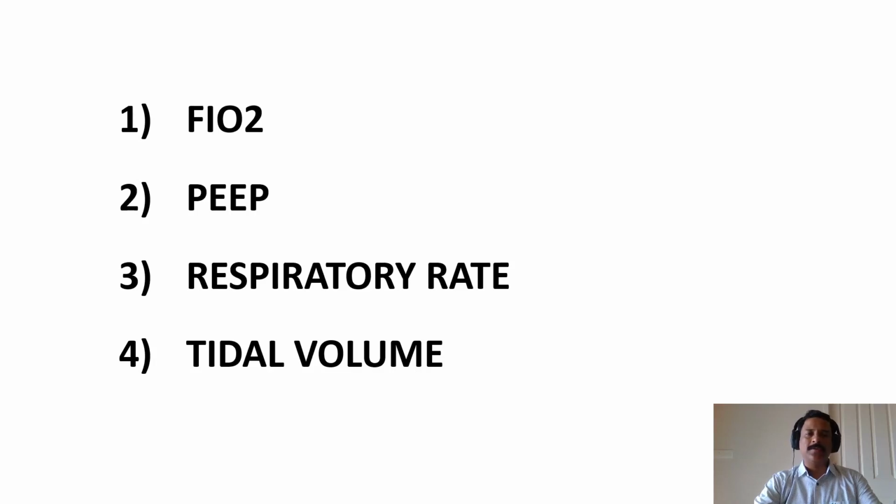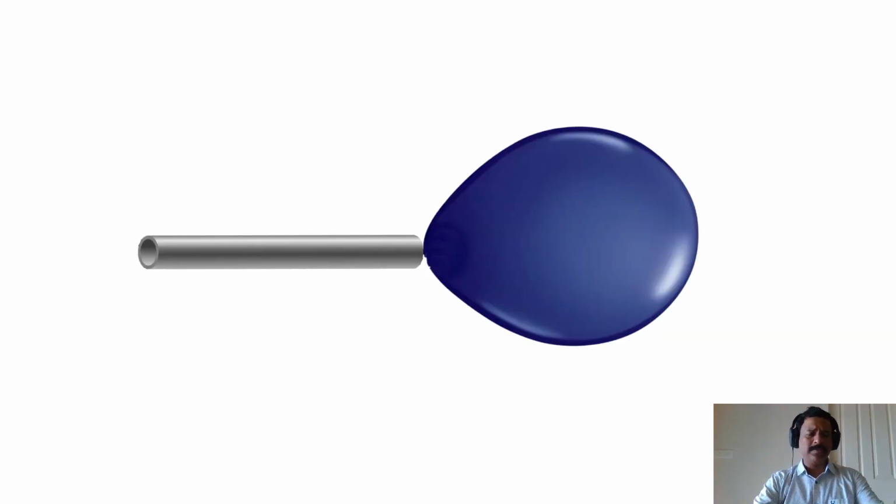So there will be a total of 4 parameters: your FiO2, PEEP, respiratory rate, and tidal volume. So how to set them? Before going forward, I'd like to mention the PEEP. PEEP is the positive end-expiratory pressure.